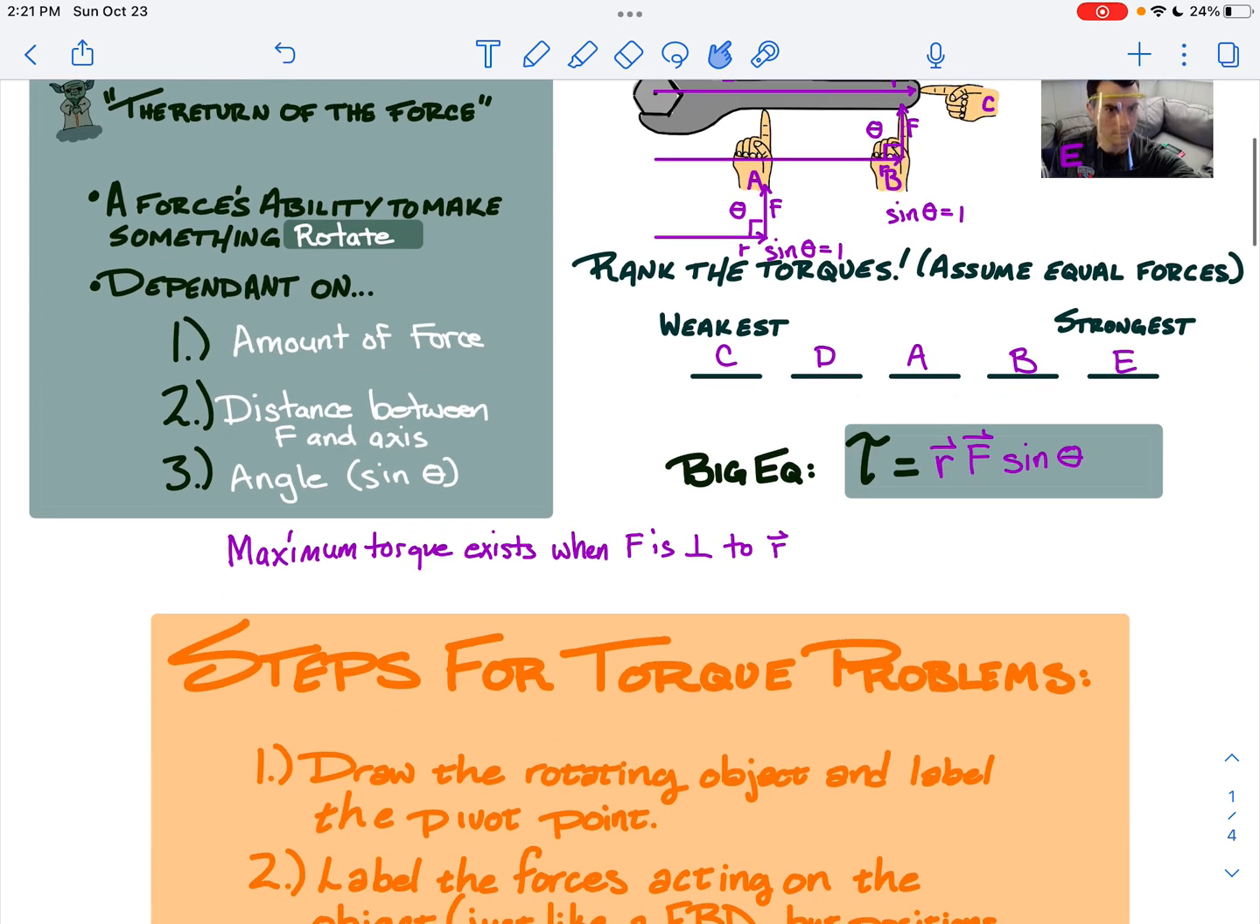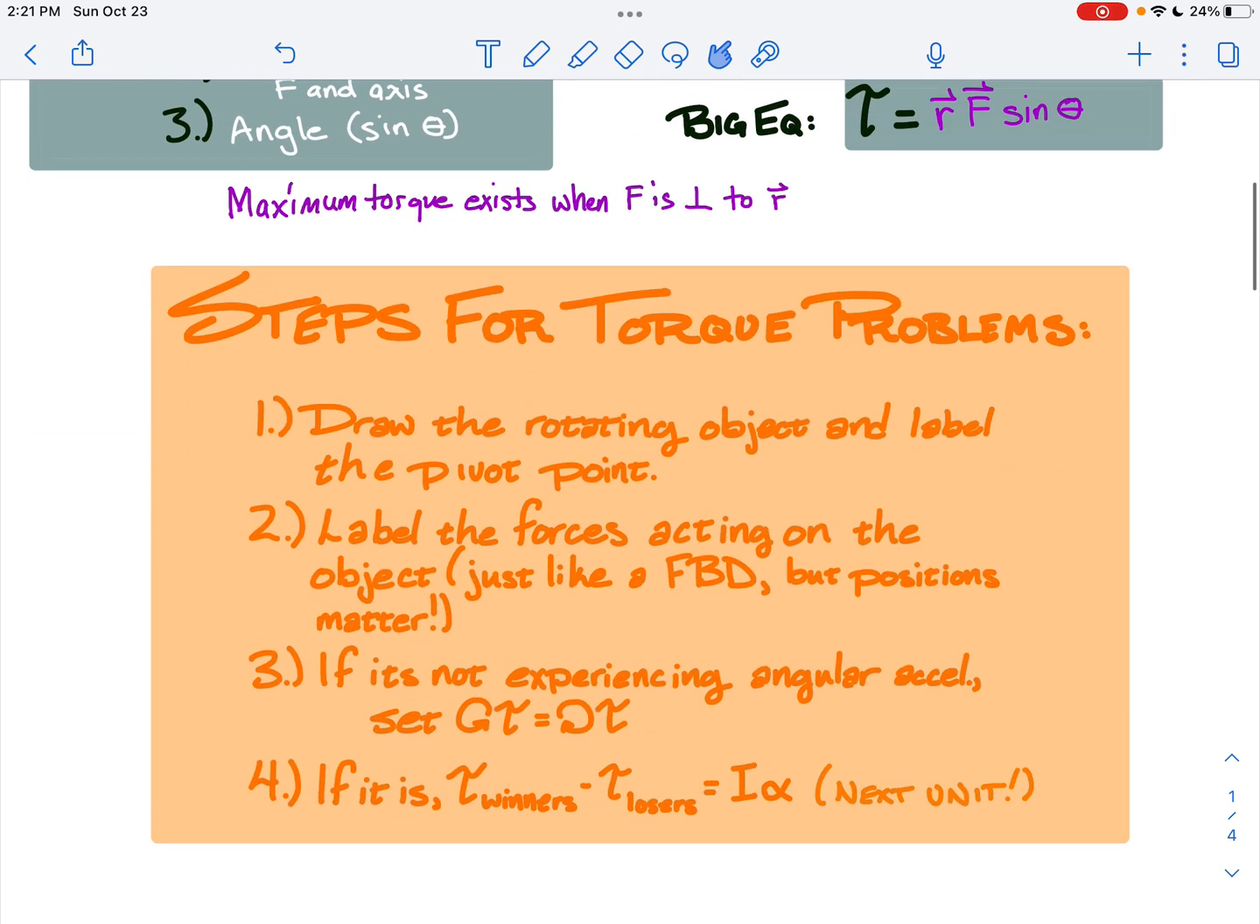Moving on. Steps for torque problems. In most problems, you have more than one force applying a torque. So you're going to need to draw what is kind of like a free body diagram, except now we have to draw the actual body rather than just a dot. Step 1, draw the rotating object and label the pivot point. We're going to draw the entire object now, because you have to show where on the object the pivot point is occurring. Step 2, label the forces acting on the object, just like we did with free body diagrams, but the location of where the force is applied actually matters now.